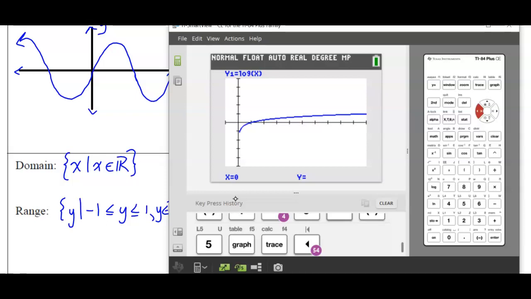And basically what the logarithmic function is, it's an inverse of an exponential. So exponential, we had an asymptote on the x-axis. Now our asymptote's on the y-axis. Okay, so again, we're going to learn more, but it's a good idea to know what it's going to look like.